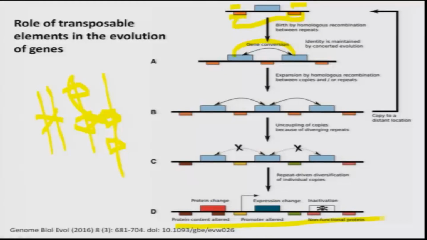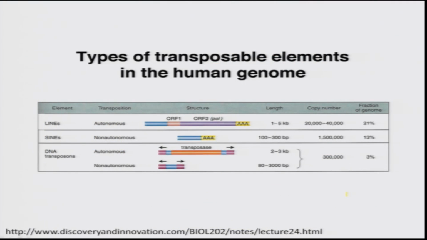That is what is shown here: at the end of the day you could have, for example, a protein change, where the sequence has changed so dramatically that it has become almost a different protein, or the expression changes, where the gene is expressed could change, or it can completely lose its function. So what I am showing you is how such elements help the genome.